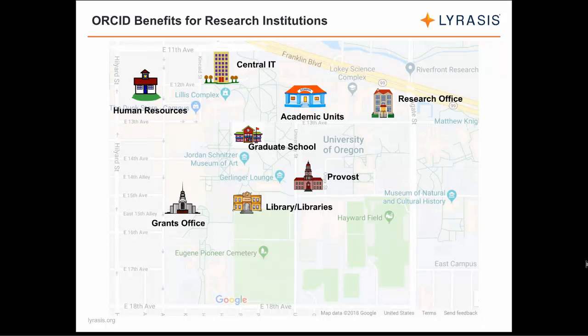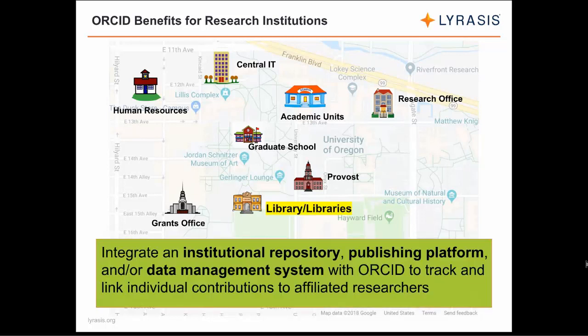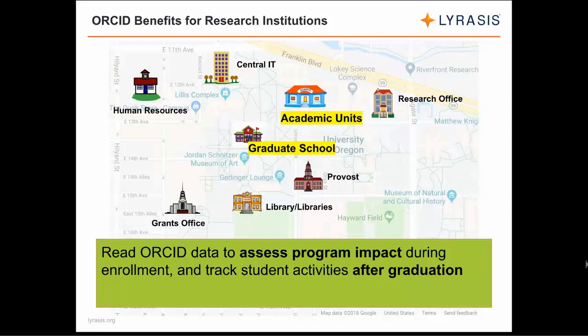Some common examples of ORCID use in various areas of a research institution include the libraries, for example, integrating an institutional repository, publishing platform, or data management system with ORCID to track and link individual contributions and works to affiliated researchers. The graduate school or various academic units, such as maybe a medical school or a law school, or really any academic department, can use ORCID data to connect with students and assess the impact of their programs during enrollment, as well as keep up with student activities after graduation to see where the institution has impact beyond the classroom.